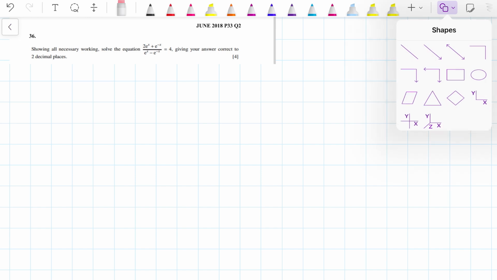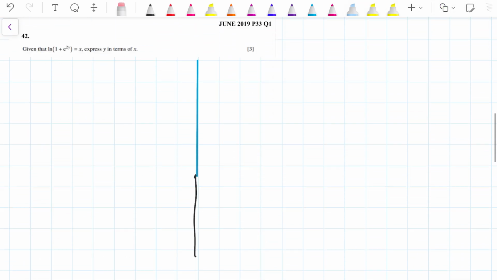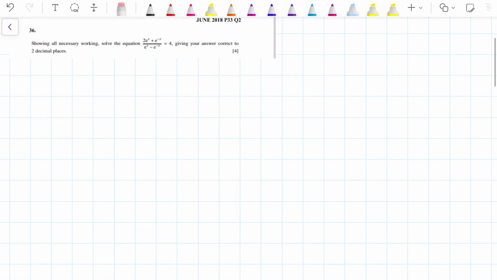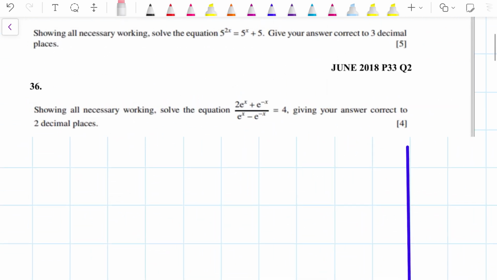So in today's video, we are going to discuss a couple of log past paper questions. So let's just divide this working space into two parts so we can do both questions together. All right, let's look at the first question.